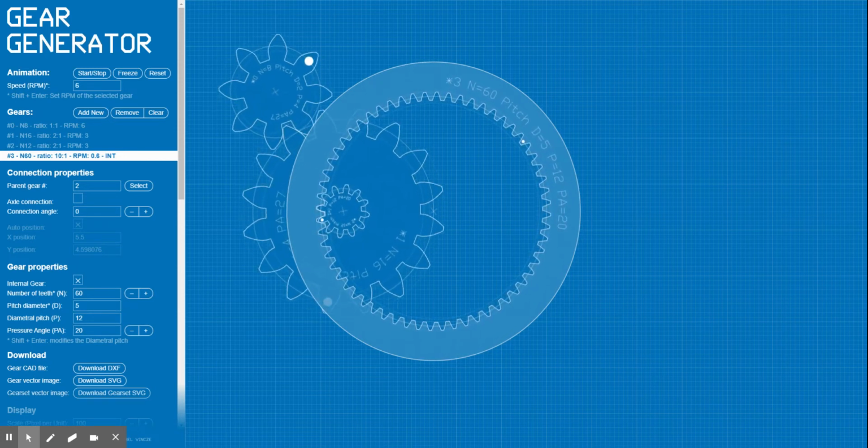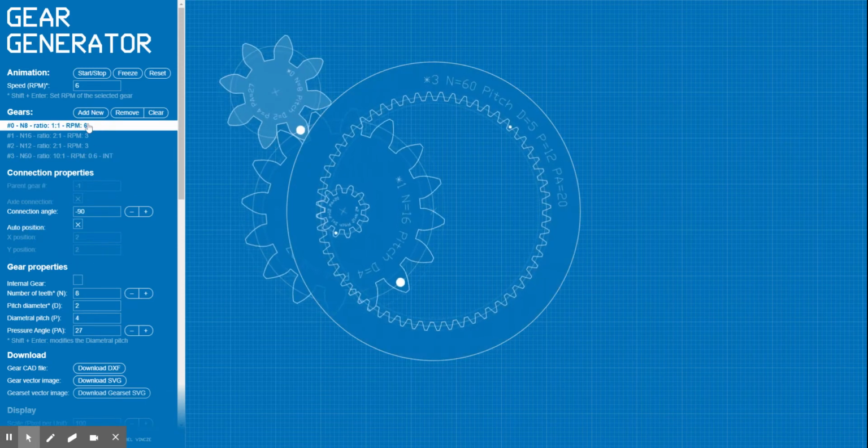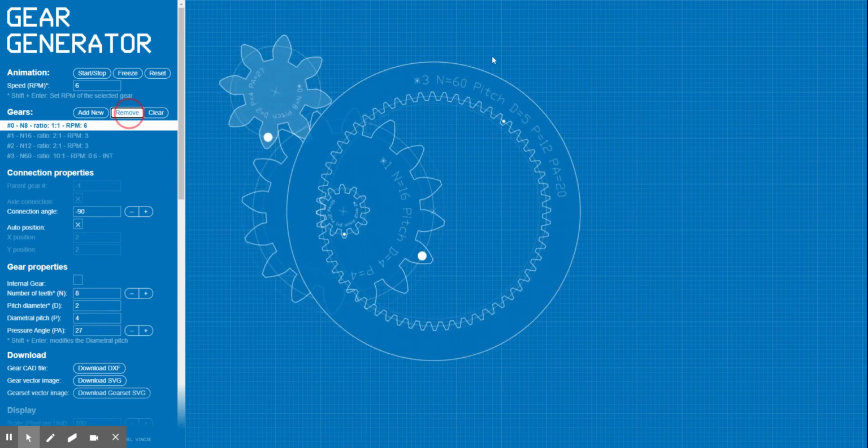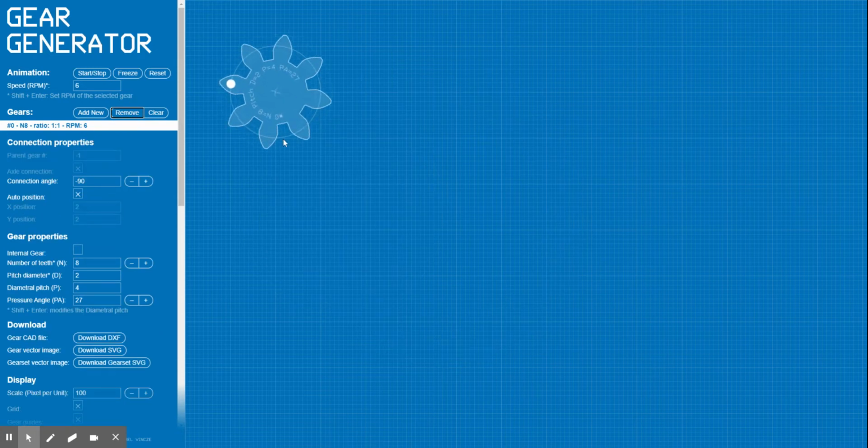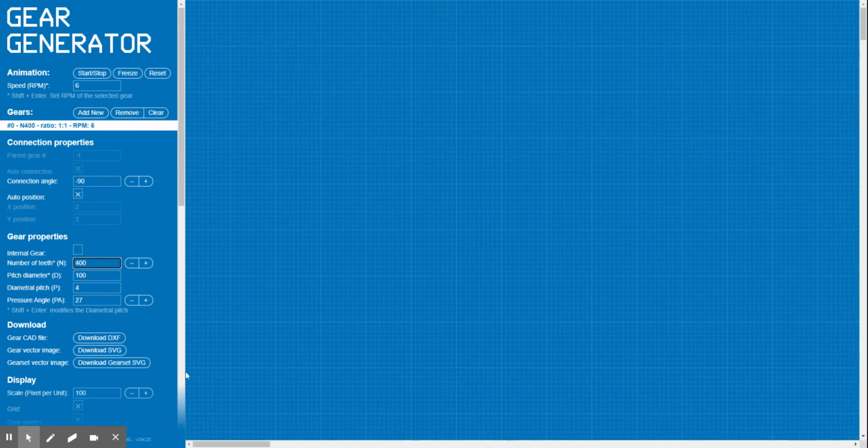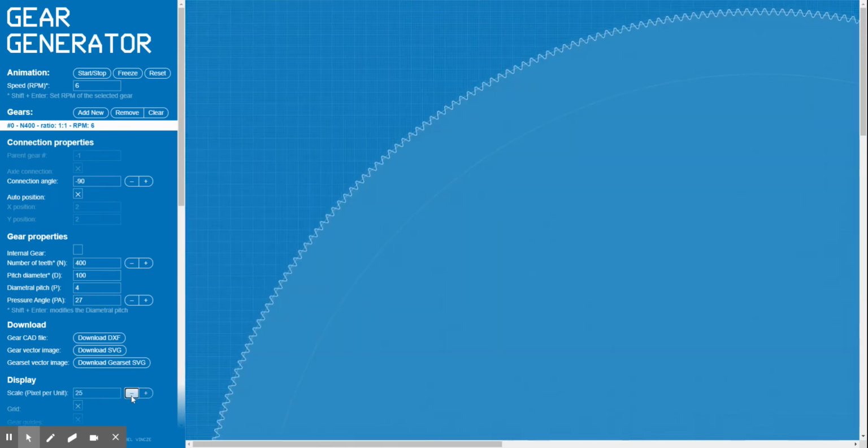So if we start with question 1, we're going to start by removing all the other gears, so that we have the same situation as you should have for question number 1. And we can see here we have an 8-tooth gear, which is a fairly small gear, and we can look at the dot and see how fast it's moving. To me, it doesn't look like it's moving very fast. So we're going to try and up the number of teeth. So let's go all the way up to 400. Now it's not on the screen, so we're going to zoom out. And just right off the bat, these teeth look like they're moving a lot faster.